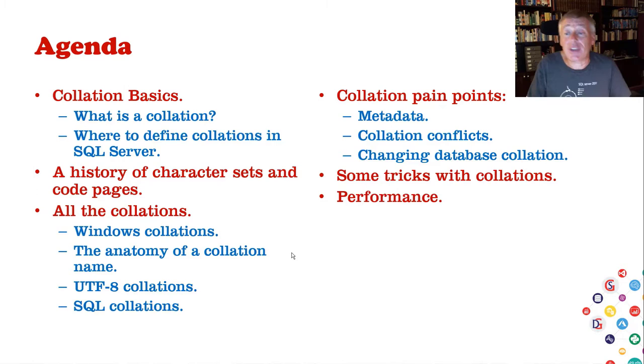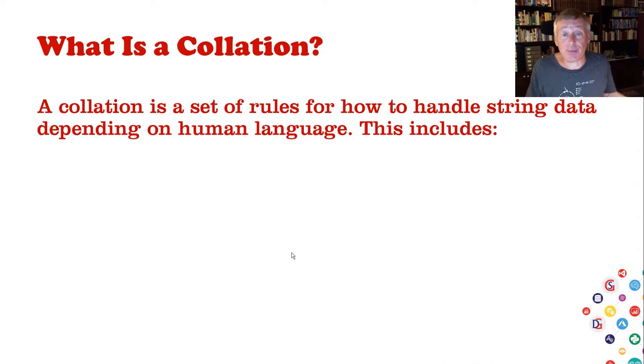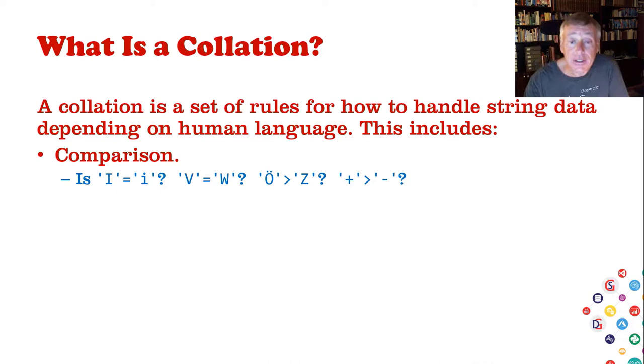So, what is a collation in the first place? Well, as it says on the slide, a collation is a set of rules for how to handle string data depending on human language. This includes, first of all, comparison. Is this glyph here, an uppercase I without dot, equal to a lowercase i with dot? Is this one, a single V, equal to a W? Is this one, O with a dot symbol, or as I would pronounce it, greater than Z? Is plus greater than minus?